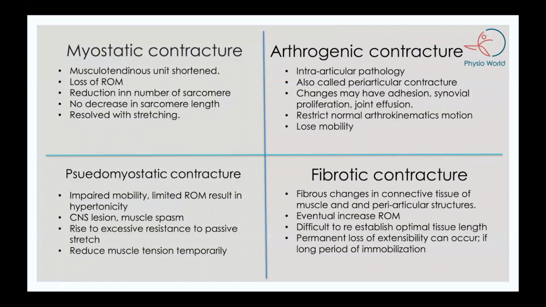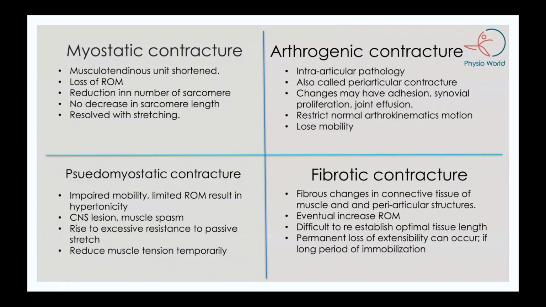Now, pseudomyostatic contracture. In this type of contracture, it will result in hypertonicity, that is causing spasticity or rigidity. It will be associated with central nervous system lesions like a cerebrovascular accident or a spinal cord injury or any traumatic brain injury. This may be due to even muscle spasm. In pseudomyostatic contracture, we give stretching, but this will be a type of stretching with excessive resistance and passive stretch, and this will reduce the tension in the muscle temporarily.